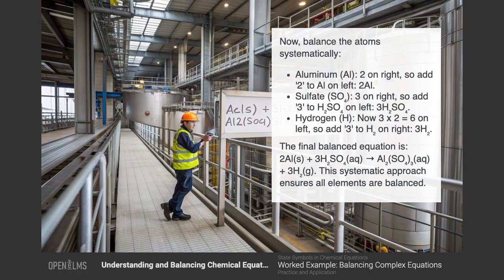Now, balance the atoms systematically. Aluminum, Al: 2 on right, so add 2 to Al on left, 2Al. Sulfate, SO4: 3 on right, so add 3 to H2SO4 on left, 3H2SO4. Hydrogen, H: now 3 times 2 is 6 on left, so add 3 to H2 on right, 3H2. The final balanced equation is 2Al(s) plus 3H2SO4(aq) yields Al2(SO4)3(aq) plus 3H2(g). This systematic approach ensures all elements are balanced.